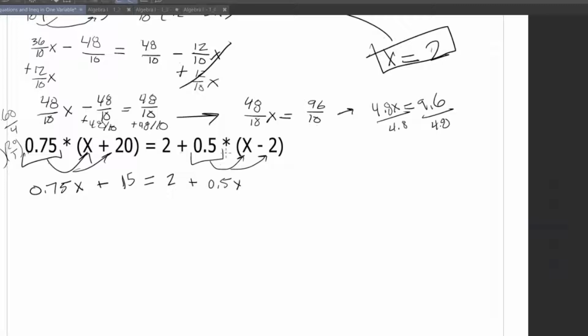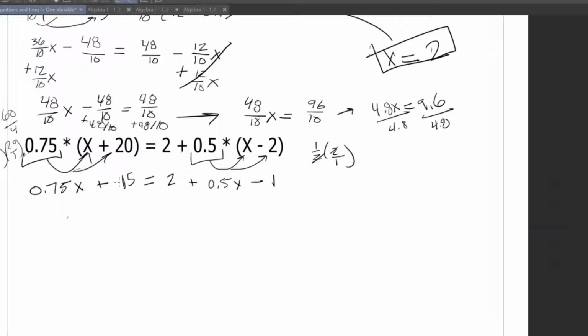0.5x minus 0.5 times 2, which is 1. So 1/2 times 2, or 2 over 1, rather, it's 1. Or 2 over 2, or 1. Okay, so next step is to get everything on one side.